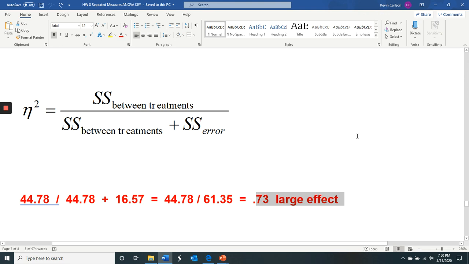that's a large effect. So 73% of the variance in the test scores, the memorization test scores, seems to be directly related to the memorization technique. So now we've calculated everything.